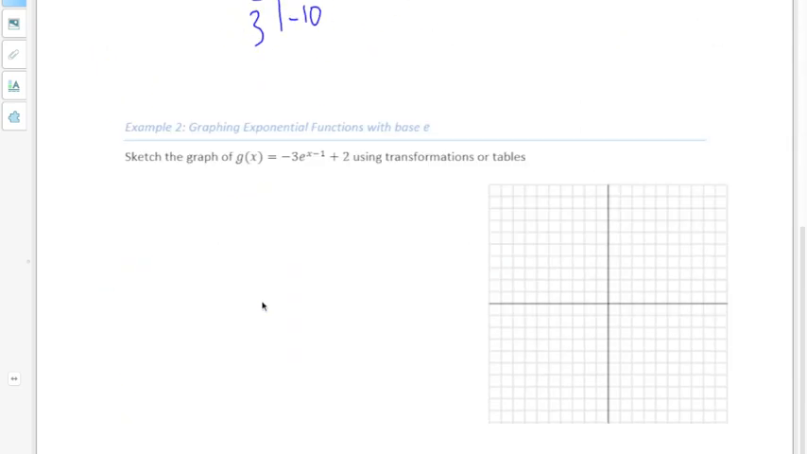And let's see, example 2. So now we just do the exact same thing using E, and this one I would strongly recommend we don't use tables. And we do use a transformation. So I'm going to apply these transformations, which is to the right 1 and up 2. I'm just going to put those little dotted lines there again.